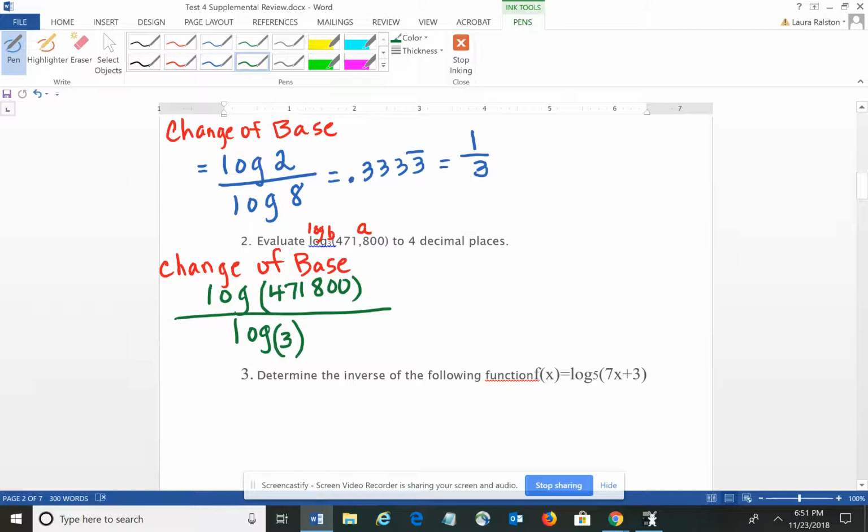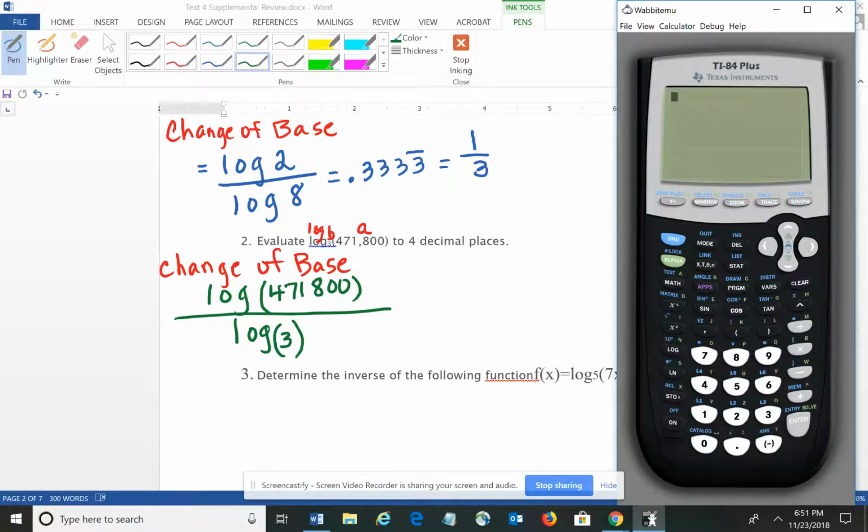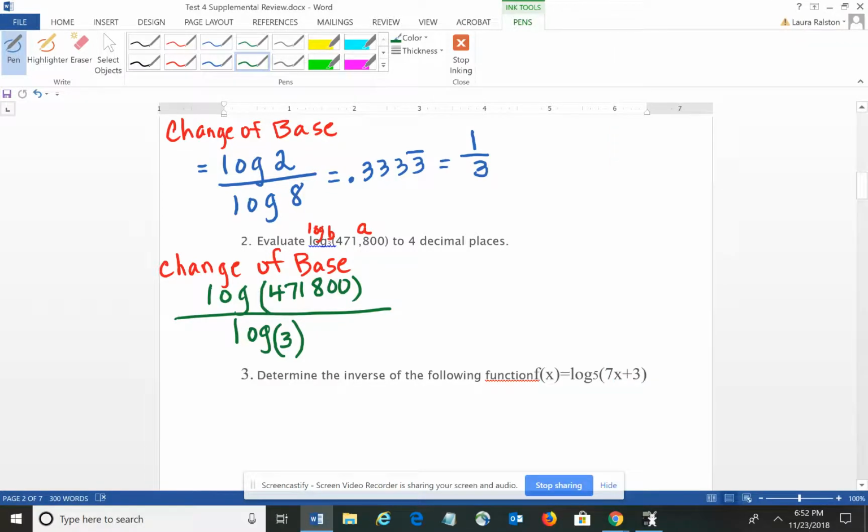of 3. So again, I'm going to pull my calculator up. I would type log of 471,800, close the parentheses, divide log 3, close the parentheses, and enter. And it asks for 4 decimal places. So this is approximately 11.8916. So honestly, when you're asked to evaluate, you're going to use the calculator, but you do need that change of base formula.